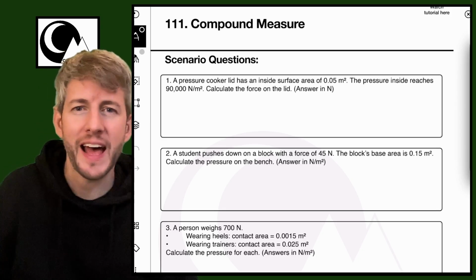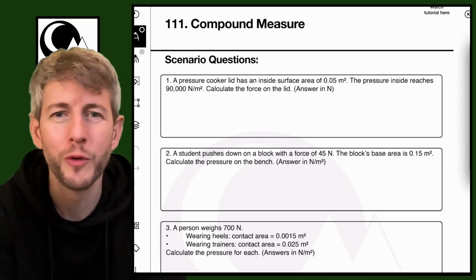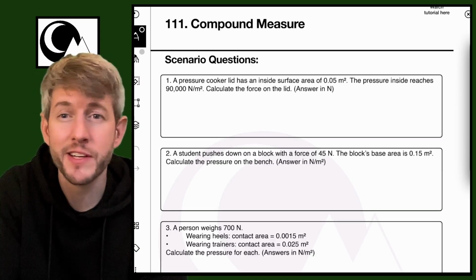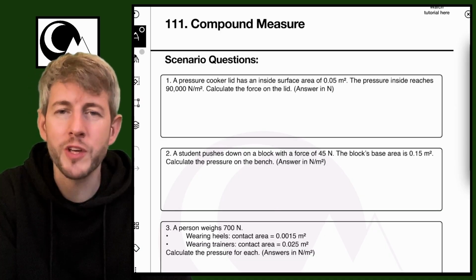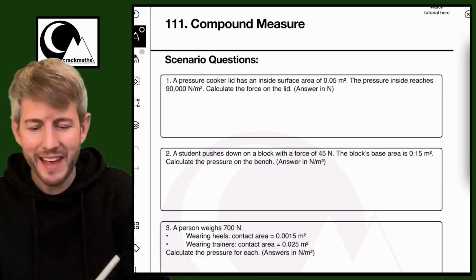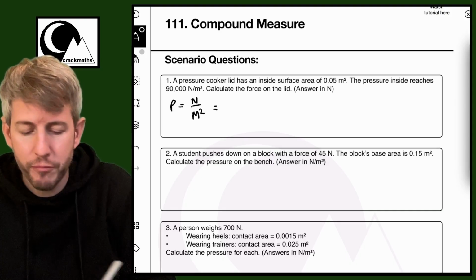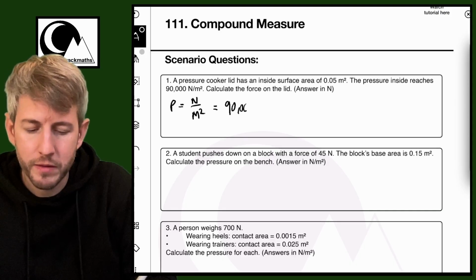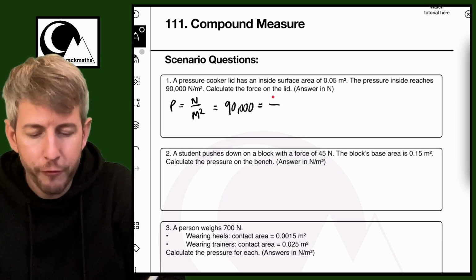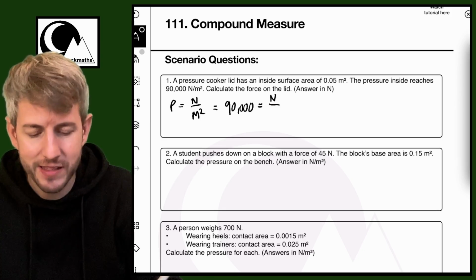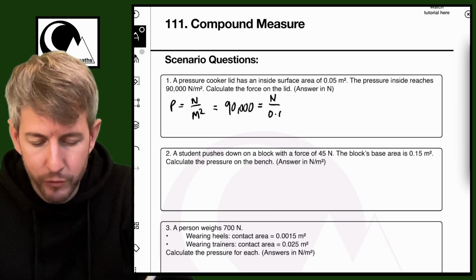A pressure cooker lid has an inside surface area of 0.05 meters squared. The pressure inside reaches 90,000 newtons per meter squared. Calculate the force on the lid. Remember, the pressure is equal to the newtons over the meters squared. We're told the pressure is 90,000, and this equals the force over the surface area, the meters squared. So we need the force, so we're calculating the newtons, and the area is 0.05.